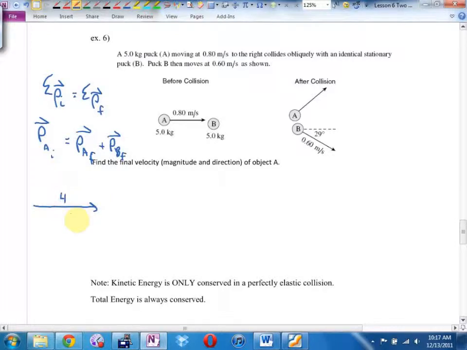Equals. After the collision, mass A looks like this, and I don't know the angle or the magnitude. In fact, this is what I'm trying to find. Plus, mass B looks like this. And it even gives me an angle of 29 degrees right there. What magnitude will be on mass B?